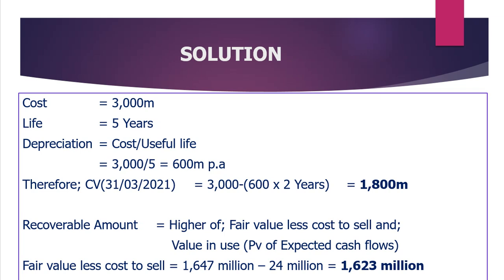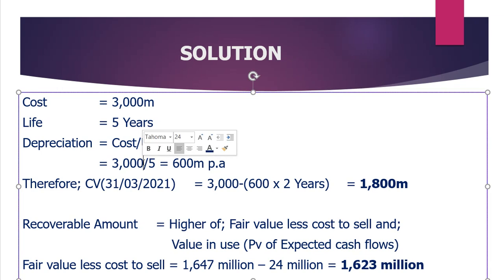So now here in this question, we don't have the scrap. What we have is the cost and the useful life of the asset. So now we are going to be helped by those two to get the depreciation per annum. And the cost is 3 billion. Then divide by 5 years. What you get is 600 millions per annum as depreciation.